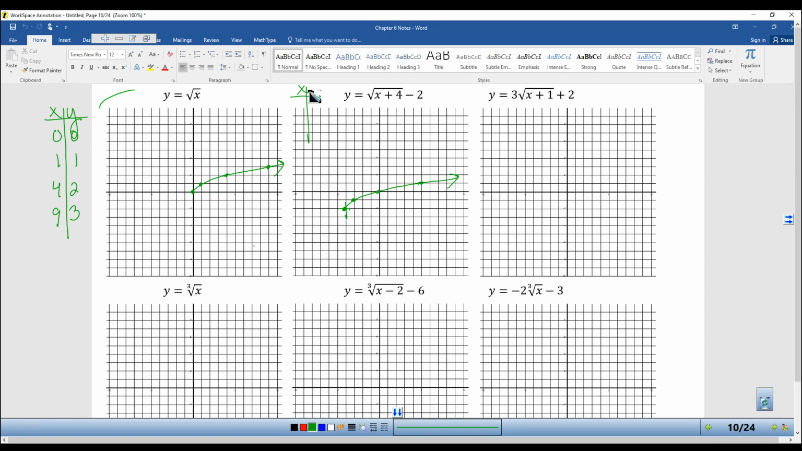Just think about how hard that would be. Because if you just pick a number like 1, now you're going to have the square root of 5 minus 2. How are you going to graph that? So this method is really great.